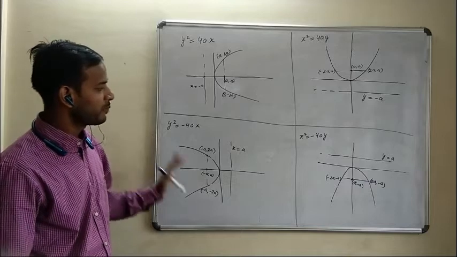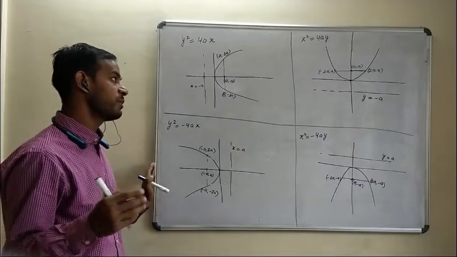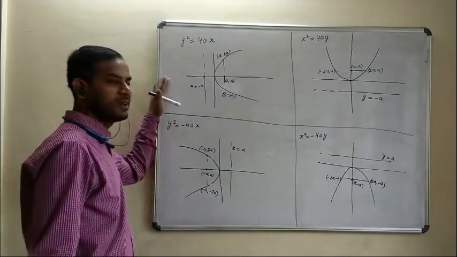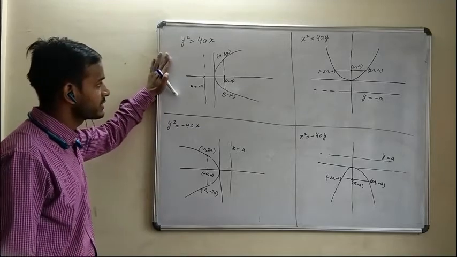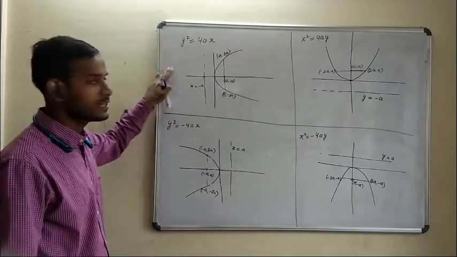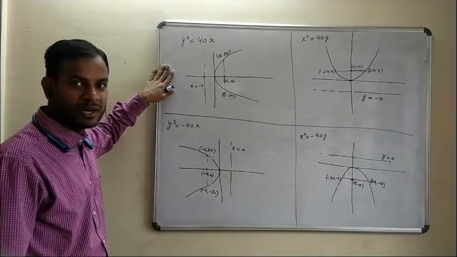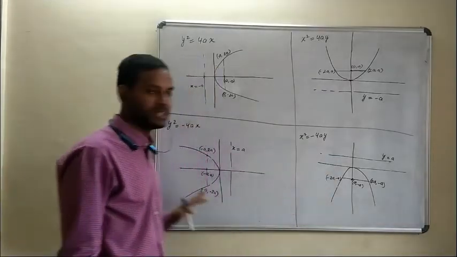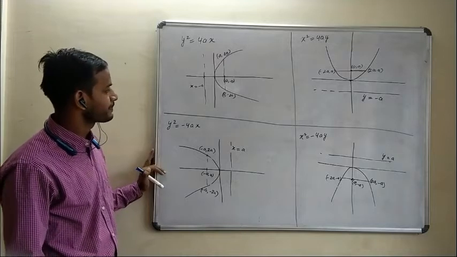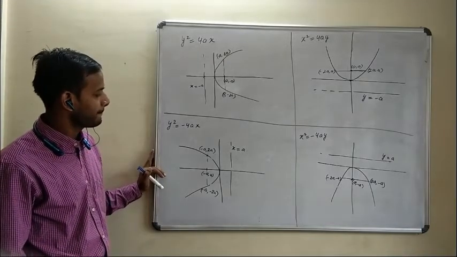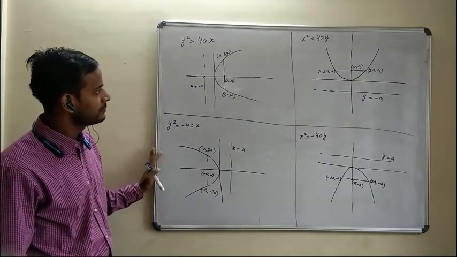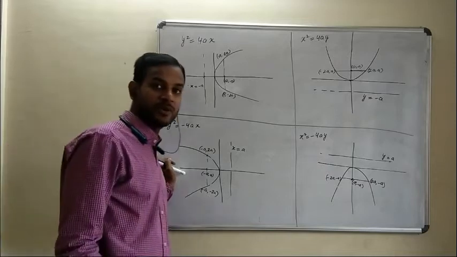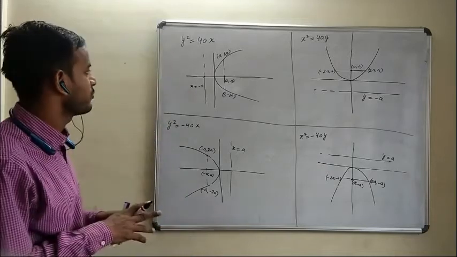So these are the four parabolas that we need to remember. Once you are clear with the basic concepts, if you have the conceptual understanding of this particular parabola, it wouldn't be much difficult to remember these three. Okay? Now, next we are going to study the parametric equation of a parabola.